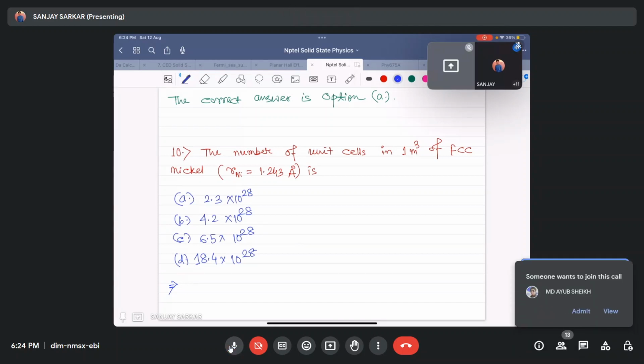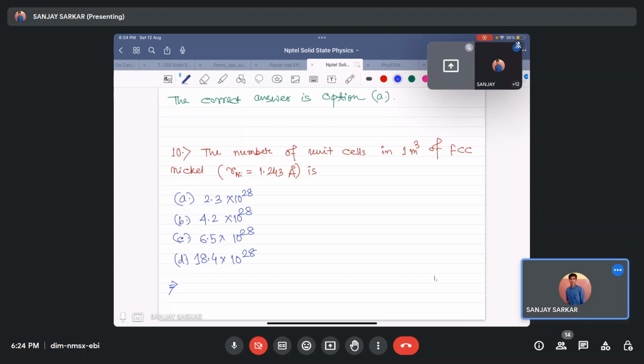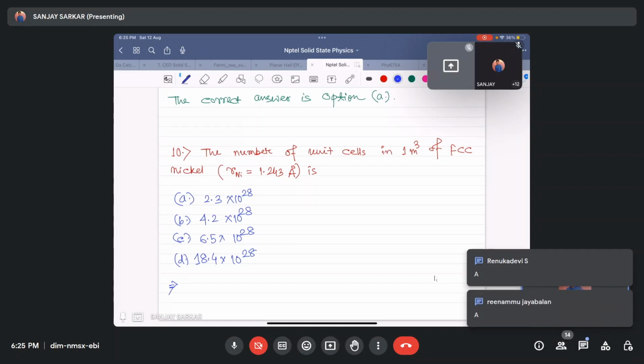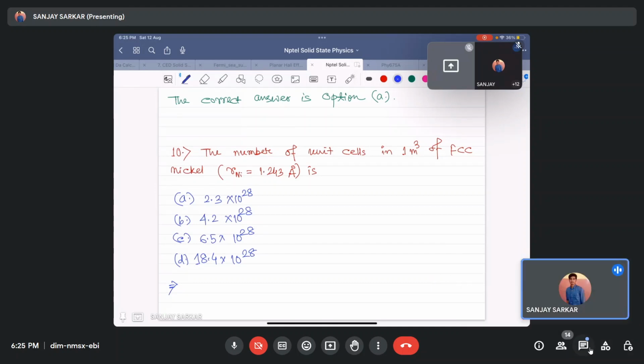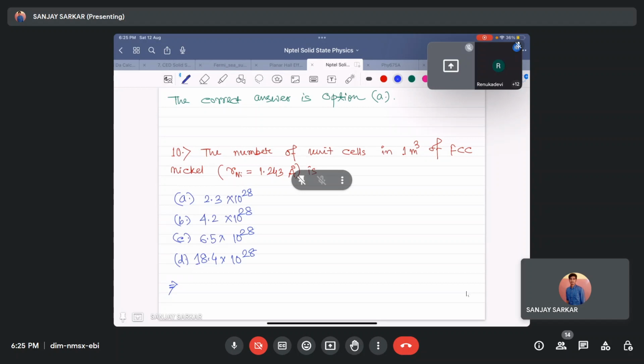So has anyone solved? This assignment you had to submit, right? If you have not solved any of these questions, how do you submit it on 9th of August? Hello, Renuka Devi, have you submitted this question? Yeah, I think option A is correct. Yes. Sorry, sir, I am submitting, sir, but I put the answer as option C. But the answer is, I think, as given by the TA. That is a little bit of confusion.